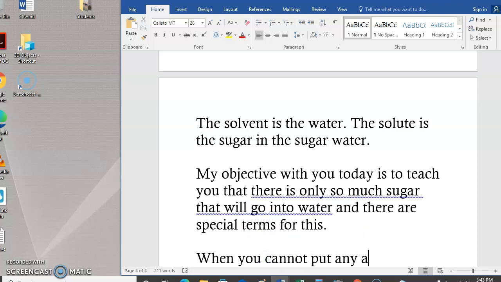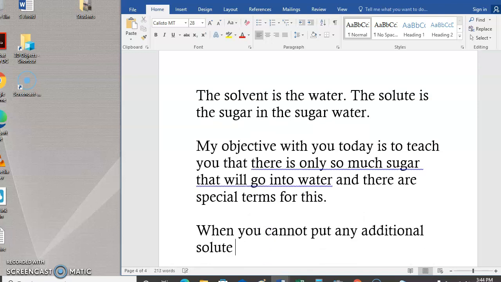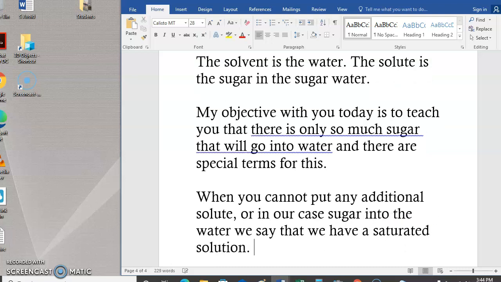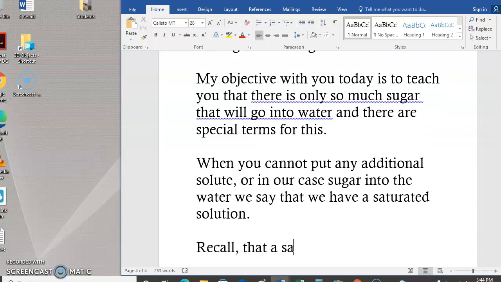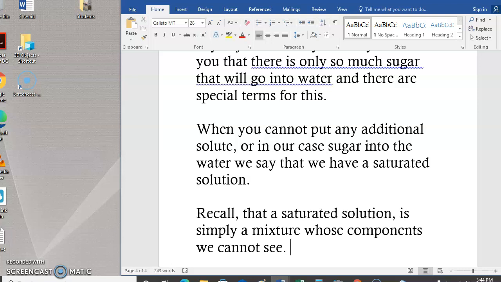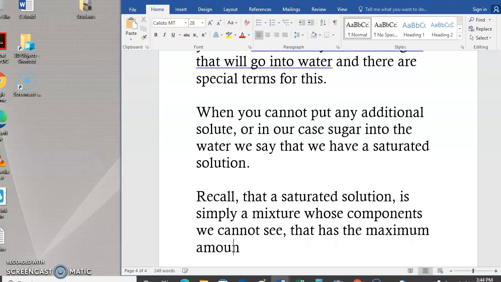And you cannot put any additional solute, or in our case, sugar, into the water. We say that we have a saturated solution. Recall that a saturated solution is simply a mixture whose components we cannot see, that has the maximum amount of solid component added to it.